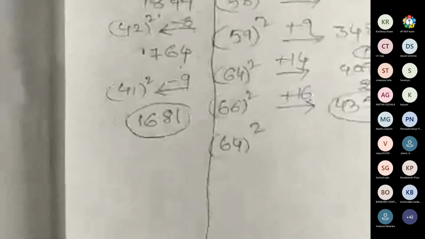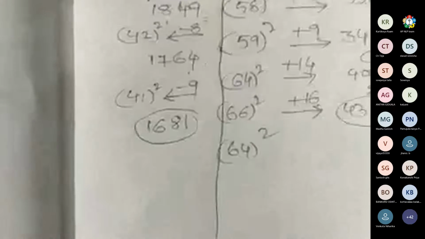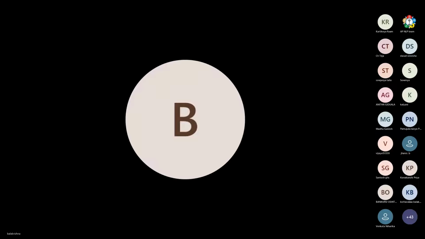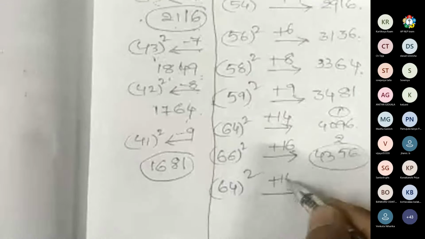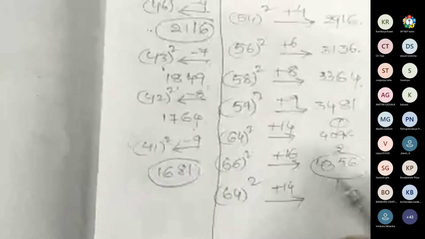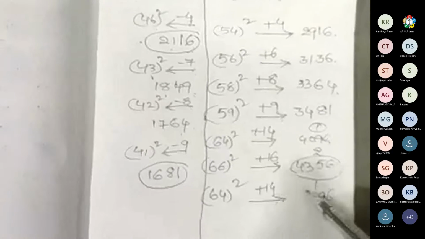Sixty-four whole square. For 50, how much more? 14 more. 14 square is 196. 25 plus 14 is 39. 39 plus 1 is 40. Answer 4096. Okay.